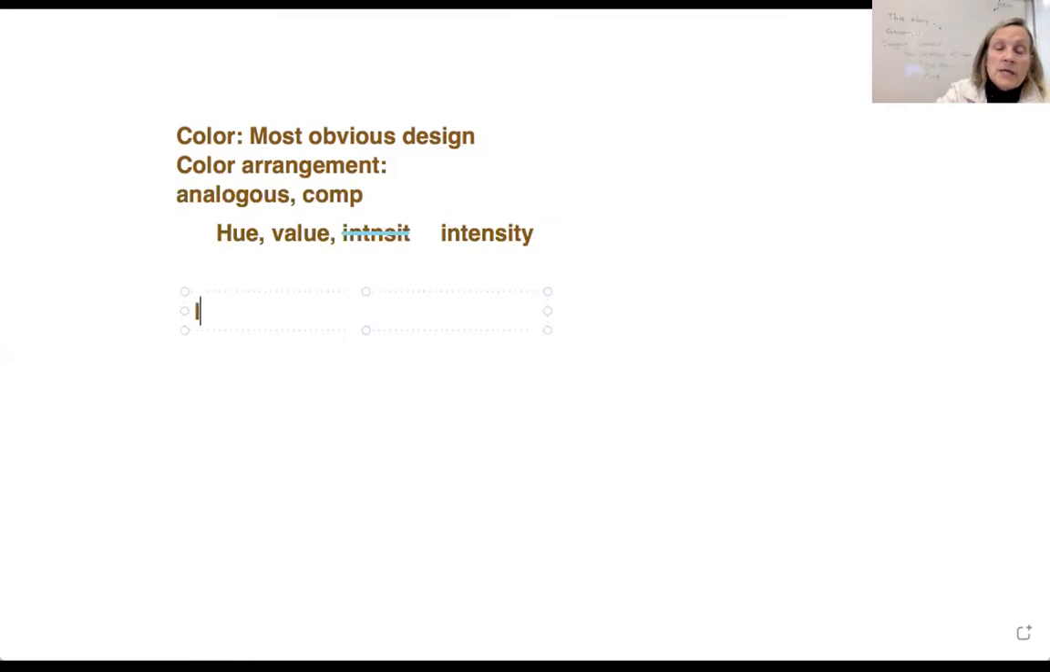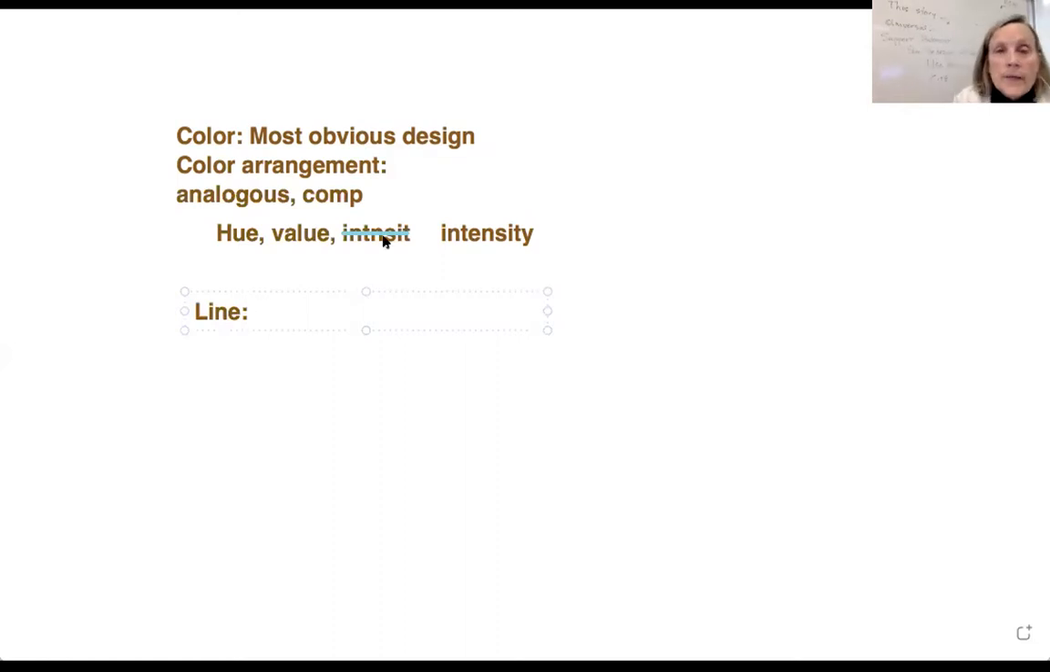The next thing is line, and line creates, I'll capitalize it. Sorry, Pam. Yeah. Could you say one more time what intensity was? Can you guys see the board over here? Yes.